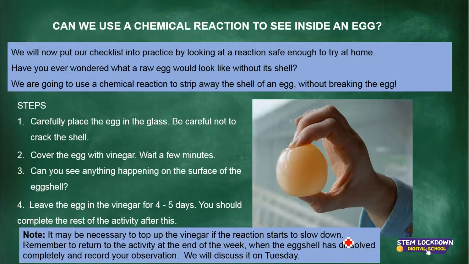By Monday, your egg should basically look like this, how this man is holding the egg. You can see he's pressing it, which means that even though it doesn't have an eggshell, it's like a little bit of rubber. Like when you press rubber, it's a bit soft.